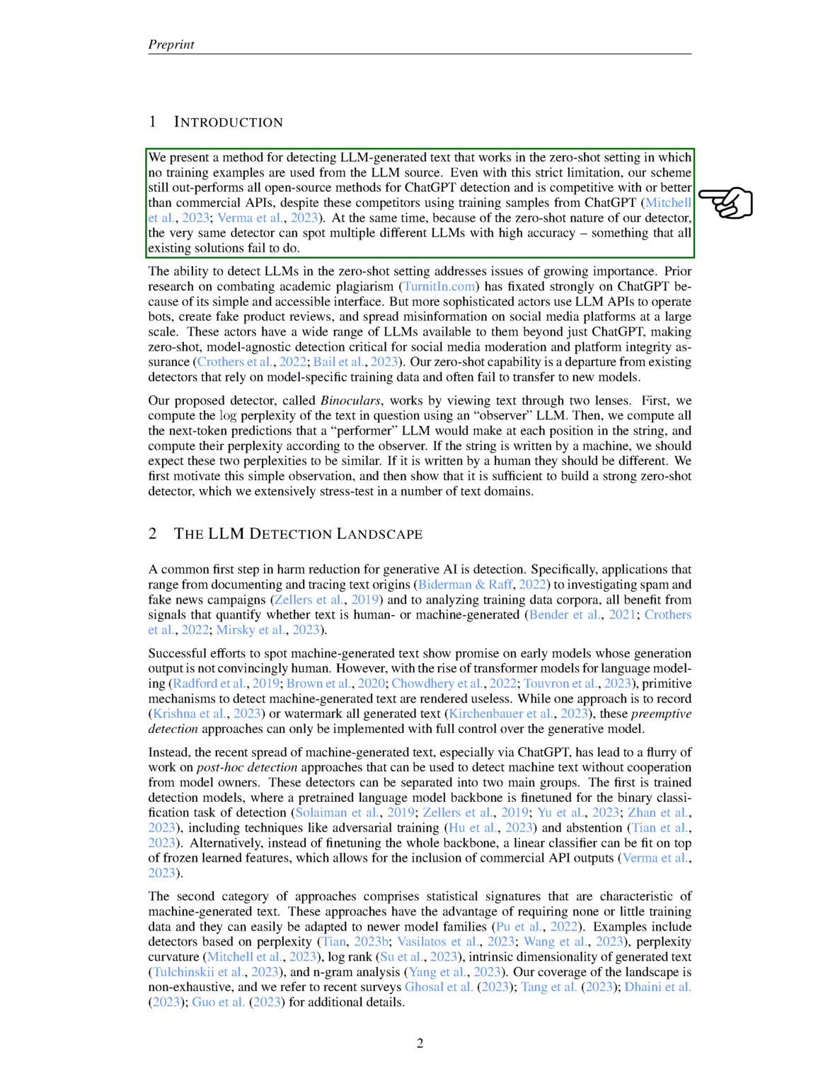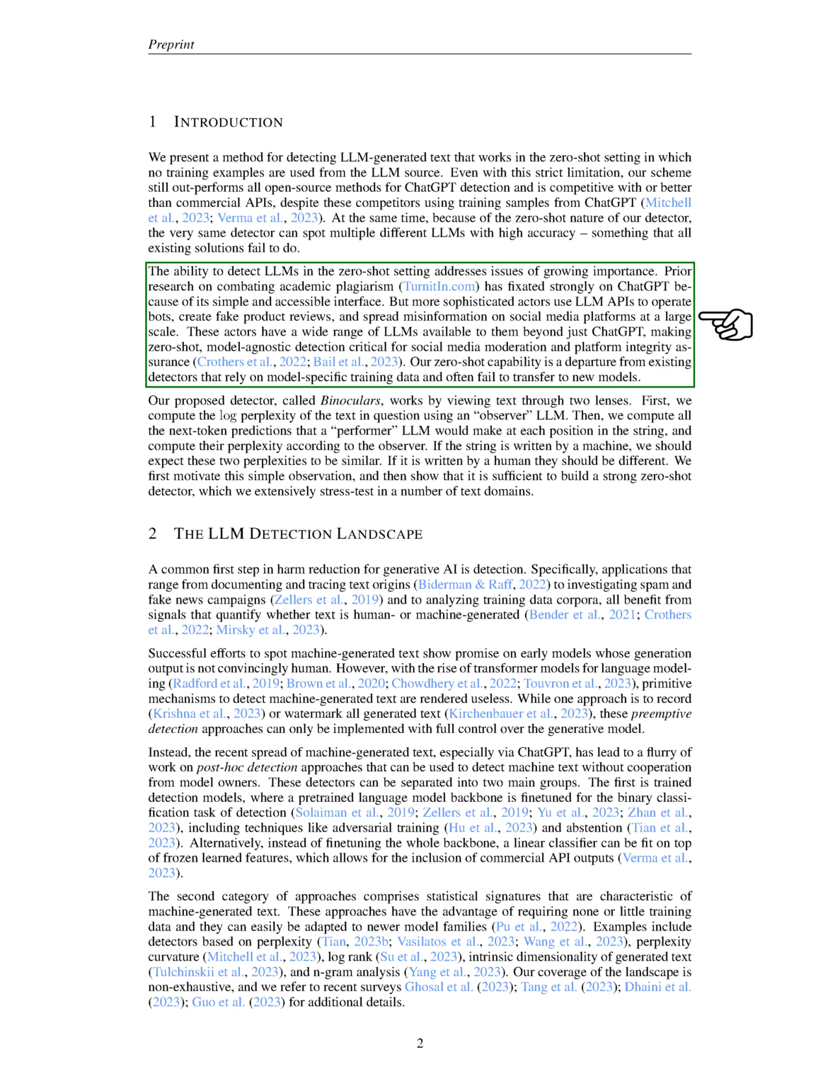Our detector's zero-shot nature allows it to accurately identify multiple different LLMs, a feat that existing solutions can't achieve. This ability is increasingly important given the growing use of LLMs for activities such as operating bots, creating fake product reviews, and spreading misinformation on social media platforms. These actors have access to a variety of LLMs beyond ChatGPT, making a zero-shot, model-agnostic detection method crucial for maintaining the integrity of social media platforms.